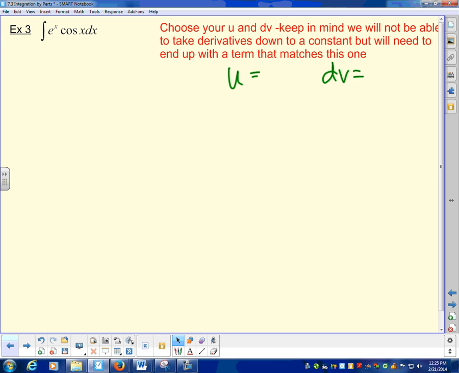Anybody want to take a chance? Yeah, I'm just gonna make some moves. You're gonna let u equal. Oh boy, I'm gonna do 2 different things. Integral of e to the x is just e to the x.